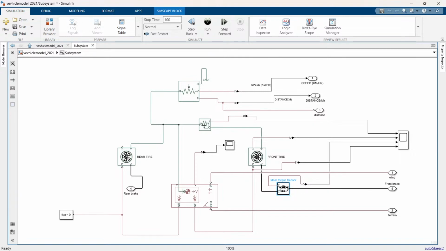So why is our torque sensor connected to the A port of the tire? First you have to understand the tire dynamics. By measuring the torque at the axle, we can analyze how the tire responds to different driving conditions such as acceleration, deceleration and also some cornering. That is why we connect our ideal torque sensor to the A port of the front tire.